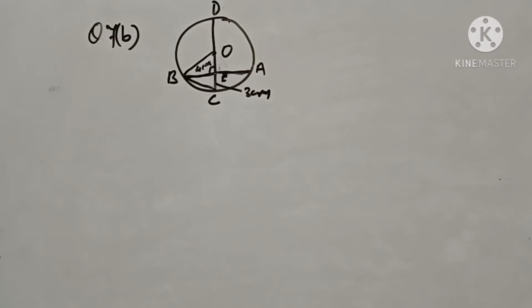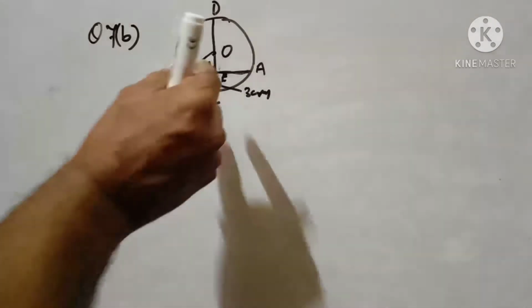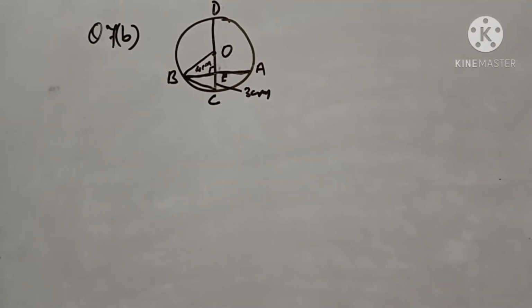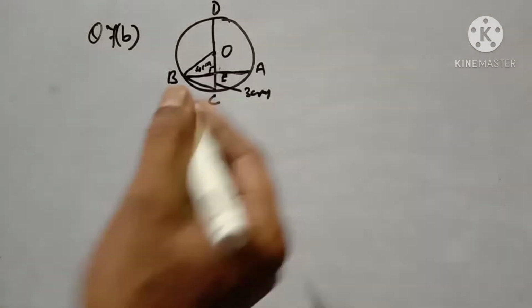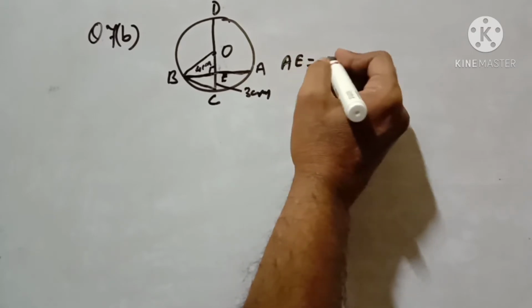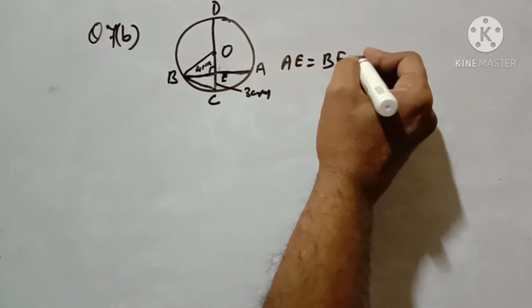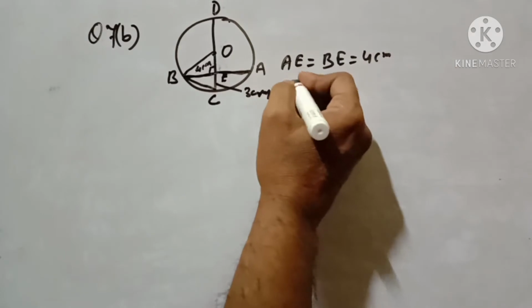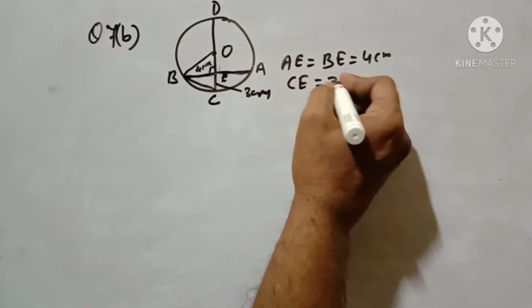Yes, question number 7b. It is given in the given figure 2 below, CD is the diameter, which meets chord AB in E such that AE equal to BE equal to 4 centimeter. If CE is 3 centimeter, find the radius of the circle. Here it is given AE is equal to BE equal to 4 centimeter and CE is given 3 centimeter.